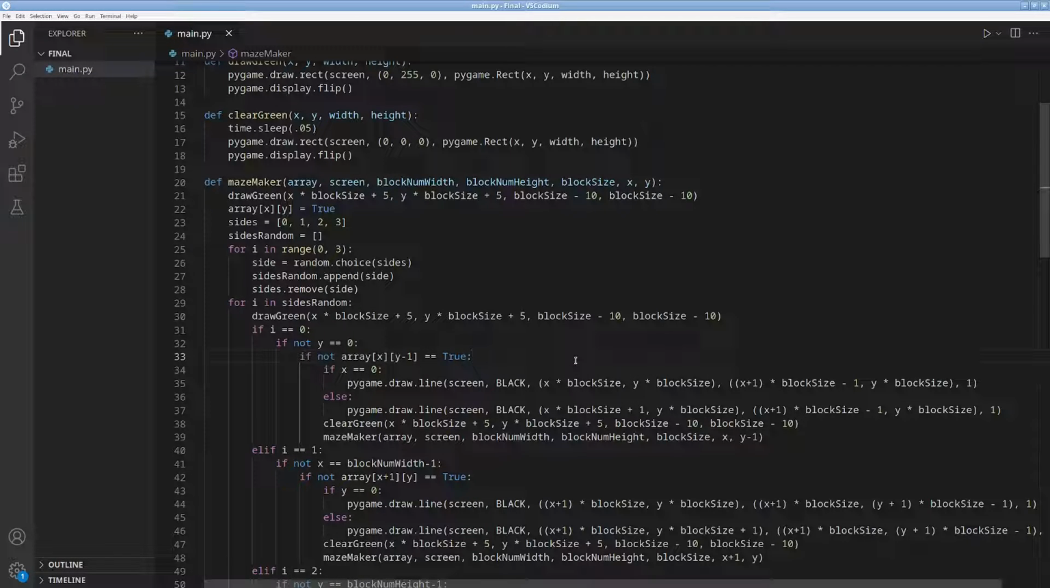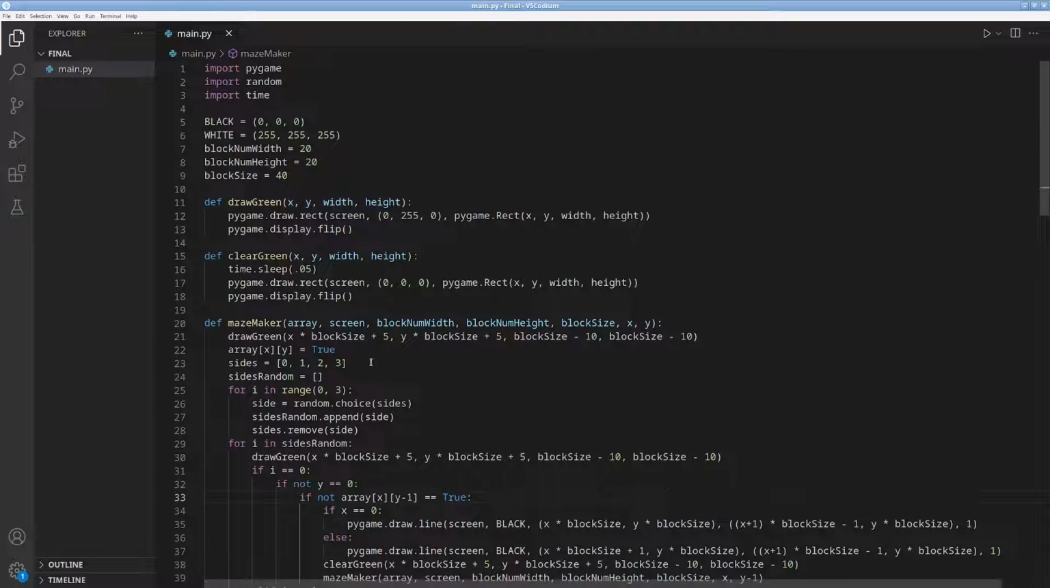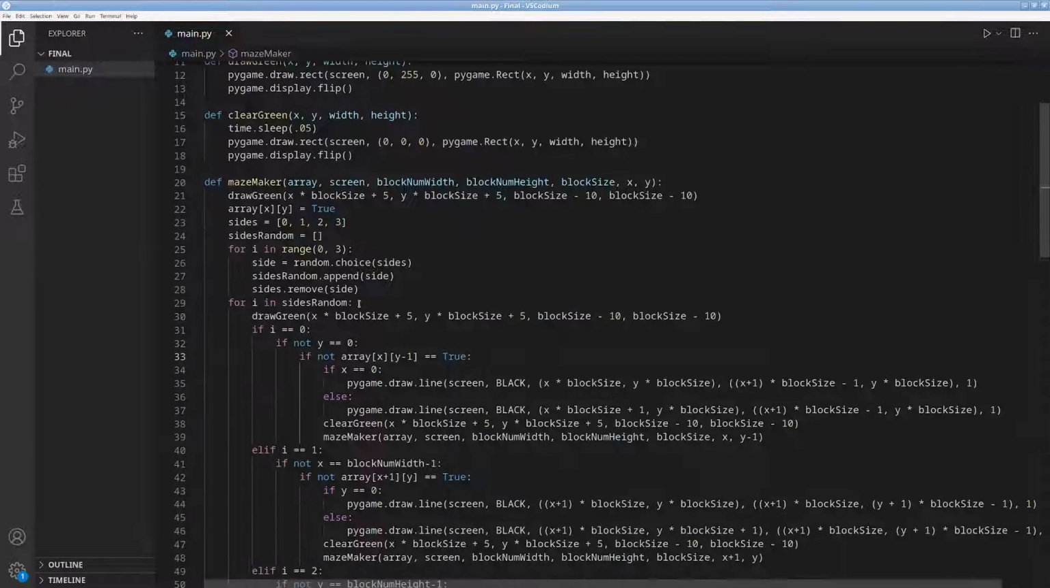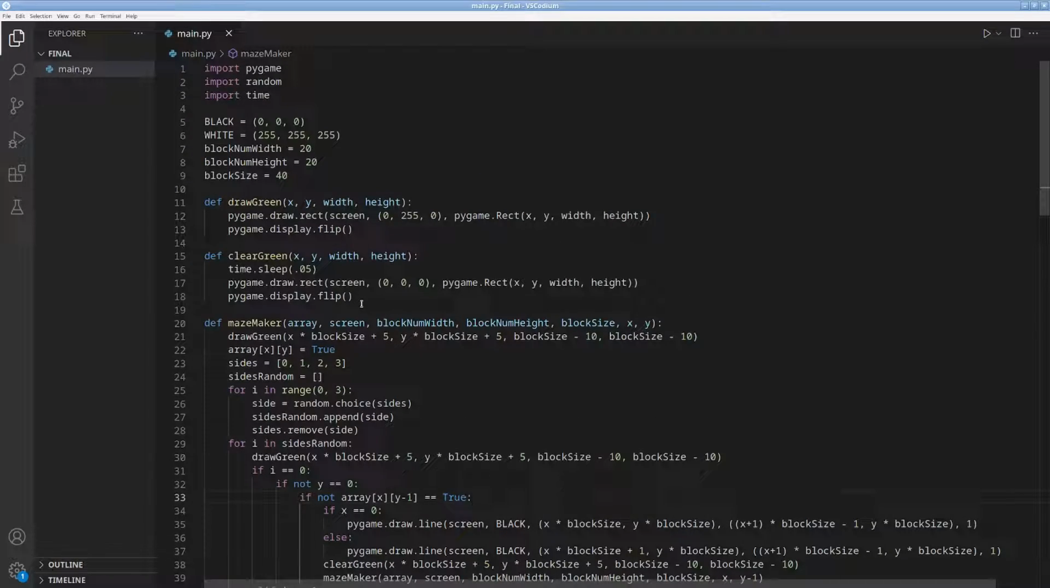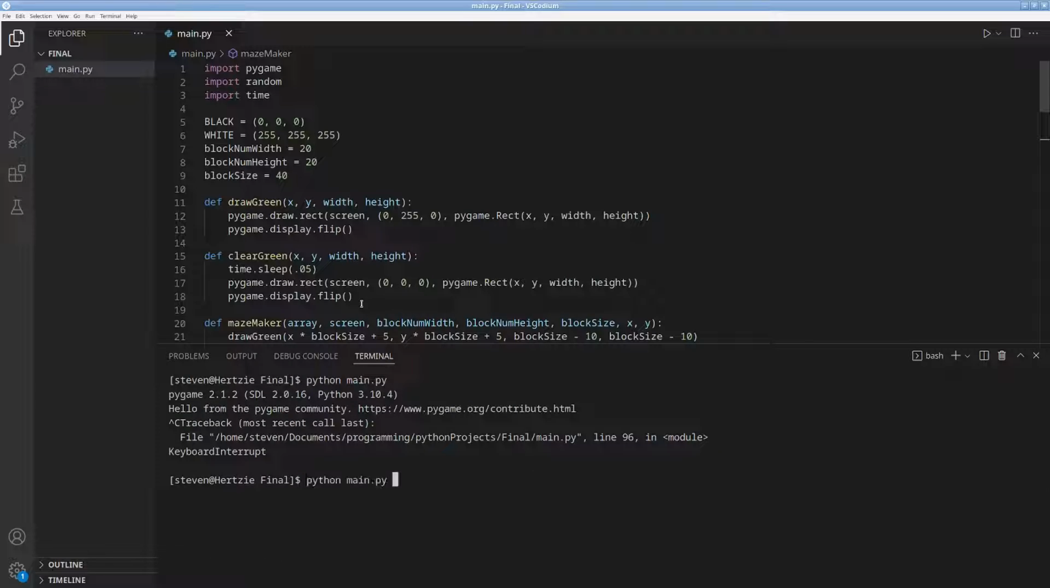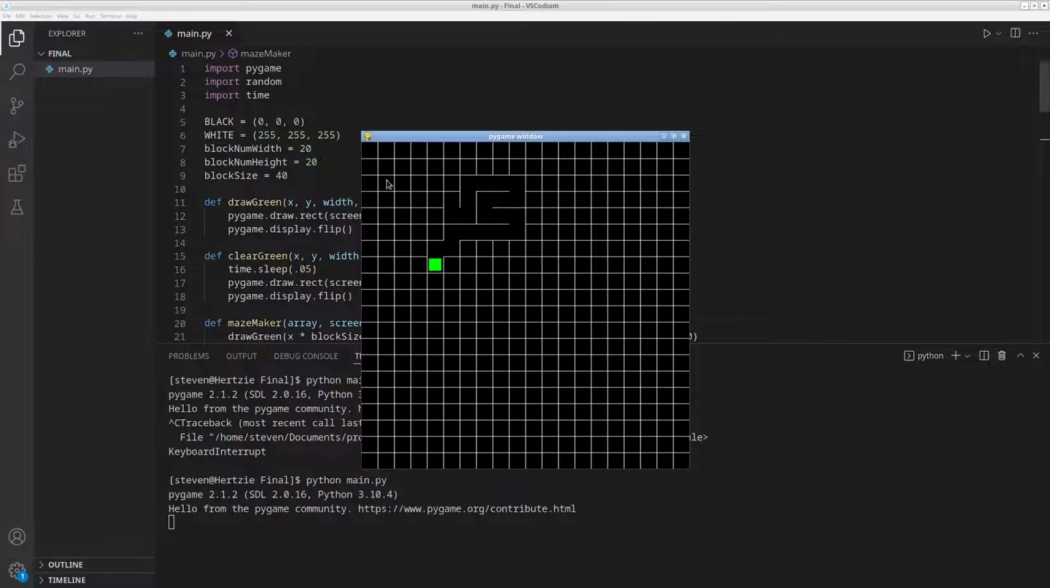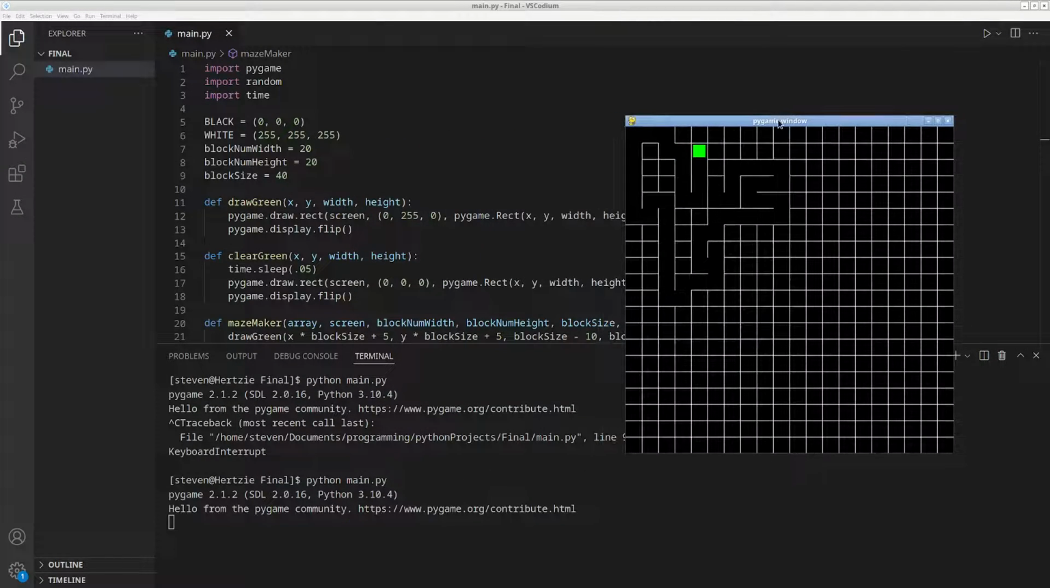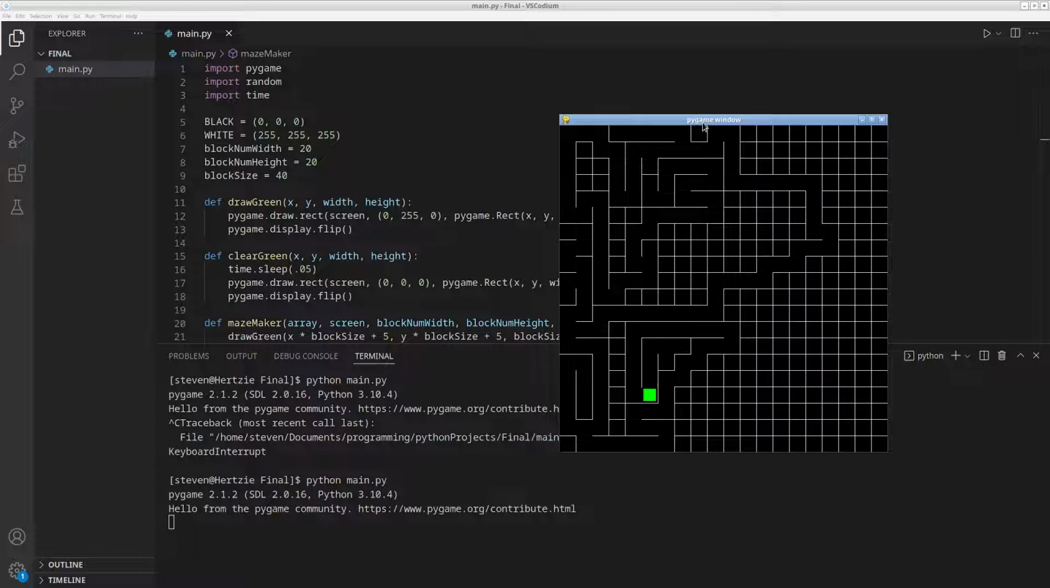So this is a very simple maze maker. It's not even really that complicated, but I had fun doing it, so I'm just gonna go over a very brief demonstration, of course. So you just got this little green square. It runs around and deletes the line.